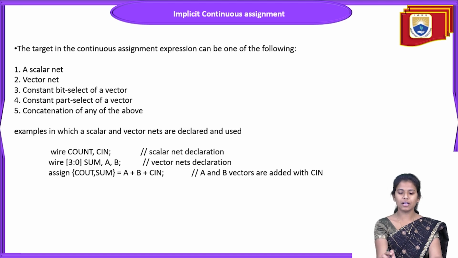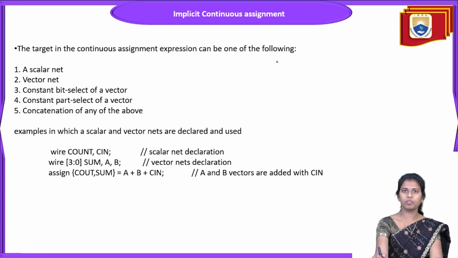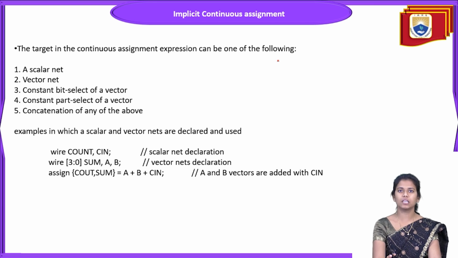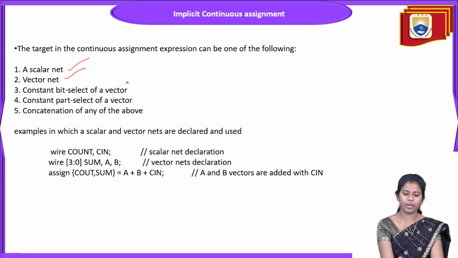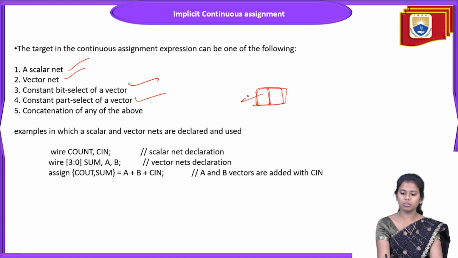And the target in the continuous assignment expression can be of the following. So what are the targets that we see here? Basically, it must be a scalar net, it could be a vector net, a constant bit select of a vector, or a constant part select of a vector. A part can be selected. And the concatenation of any of the above. So you can take a part, or you can select a bit, and you can concatenate both.